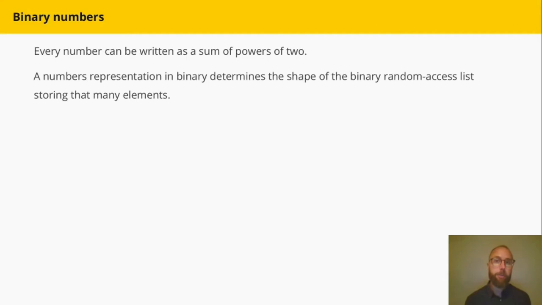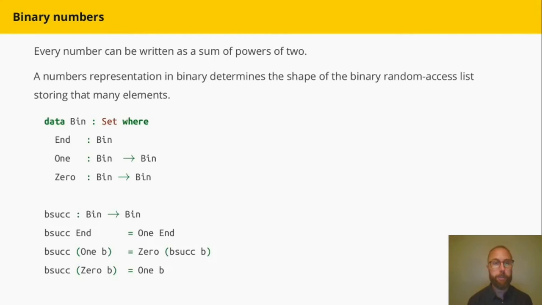So we'll need some binary numbers. Let's write that in Agda. We can have a simple type for binary numbers, with zeros and ones, and the end of the binary word. And then we can define a successor operation which increments the binary number. The important thing here is that we have the least significant bit at the beginning of the binary number. So if we see a 0, we can flip it to 1. If we see a 1, we flip it to a 0 and recurse.